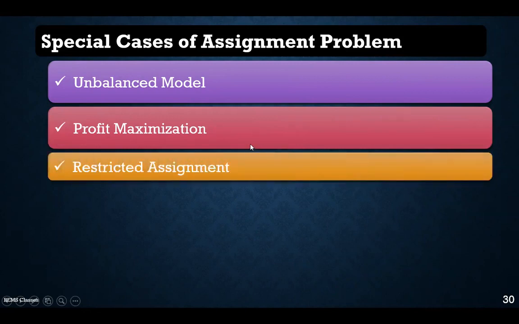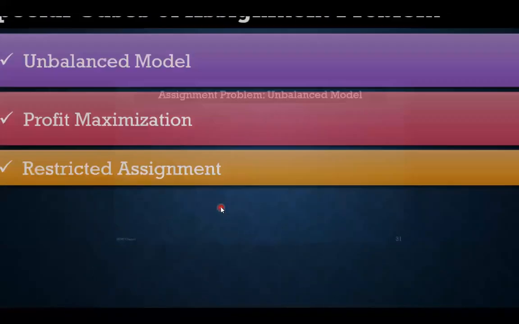We will discuss the special cases of assignment problem one by one, starting with the unbalanced model. Then we'll discuss profit maximization, and finally the restricted assignment problem. In the earlier classes, we have seen the Hungarian method in detail. In this class, we'll discuss the special cases of assignment problem, so first we will start with the unbalanced model.